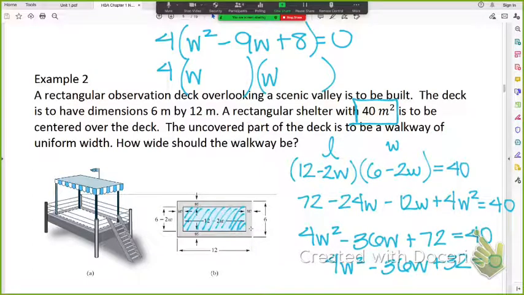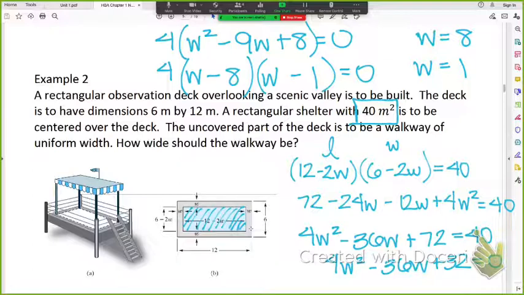And then what factors of 8 add up to negative 9 in the middle? -8 and -1. In order to solve, we set our factors equal to 0. I don't have to set that 4 equal to 0 because that doesn't solve out to give me anything. But I do get 2 answers for W, 1 and 8. Do I keep both? Okay, how do I know which one will work for me? Plug it back in. Let's see if that makes sense here.